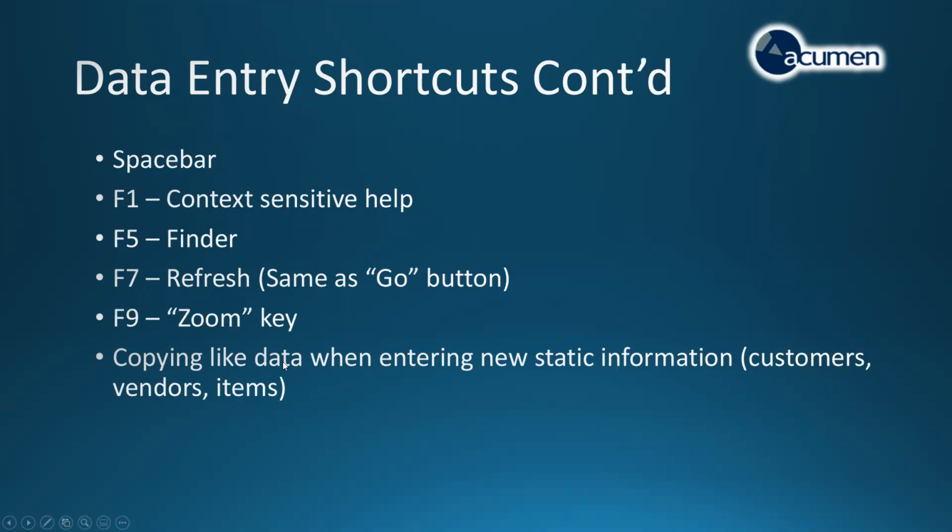Next would be a few more shortcuts to pull up help, to refresh a screen, to turn something on or off with the space bar, or to zoom into one particular line or one particular row. And then also, copying data when you're entering new information, like an item, a vendor, or a customer. So let's take a look at how those would work.